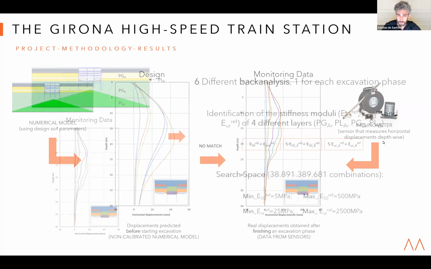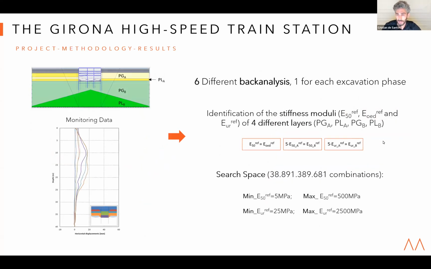So what we did was a back analysis, a theoretical exercise. The station was finished when we did our analysis, but we tried to simulate a real process. So we calibrated the model 6 times using data from the first excavation phase, the second, the third, the fourth, the fifth, and the sixth. So we reproduced the typical sequence that we would have followed in a real case study.